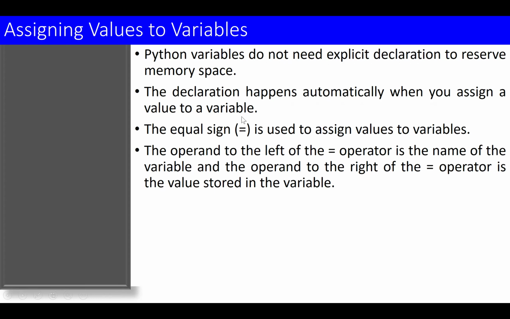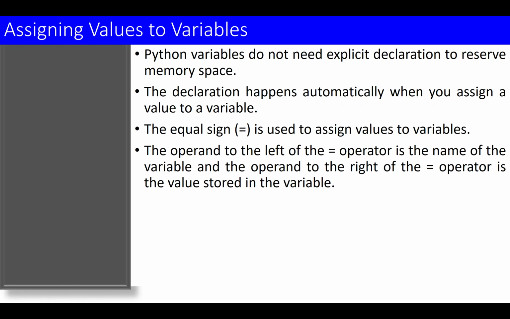Assigning values to variables. In Python, variables do not need explicit declaration to reserve memory space. So there is no need to declare variables in Python to reserve memory space. The declaration happens automatically when you assign a value to a variable. So whenever you assign a value to a variable, the declaration is completed. There is no need to separately declare int a.